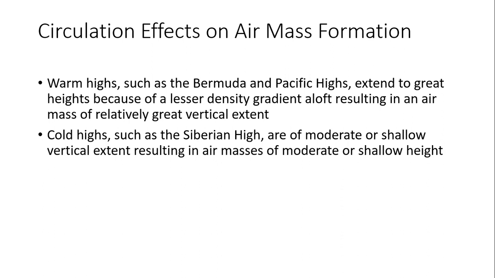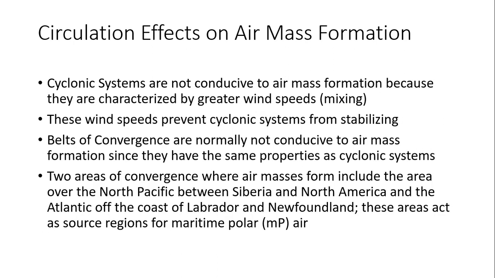Whereas with cold highs, I want you to think of cold highs as being shallow. An example would be the Siberian high in the wintertime. Very shallow vertical extent because the air is so cold and dense. And that very dense air, in conjunction with gravity, since it's heavier, likes to basically hug the Earth's surface. This results in air masses of moderate or shallow height. So a couple differences as far as the effects on air mass formation as far as circulation goes.